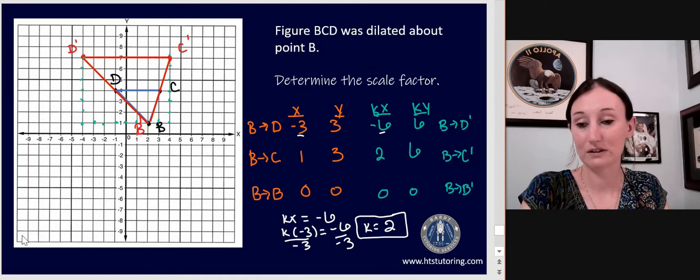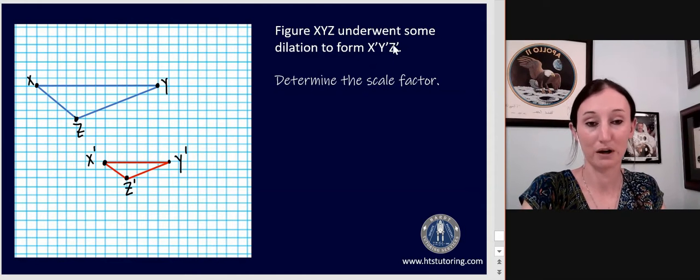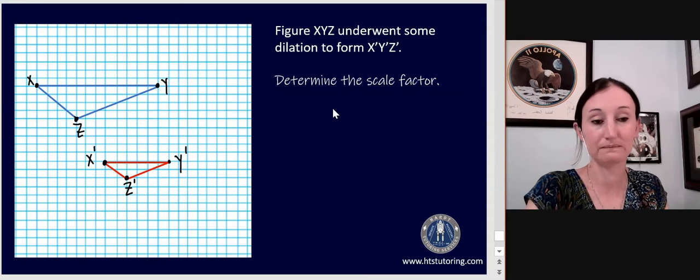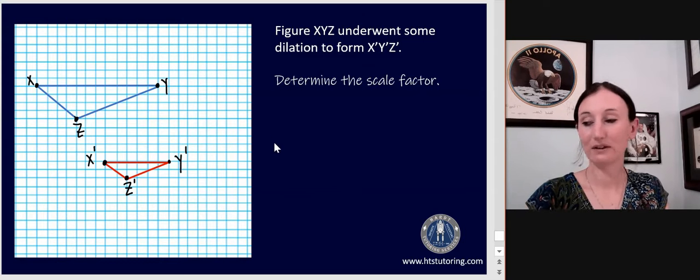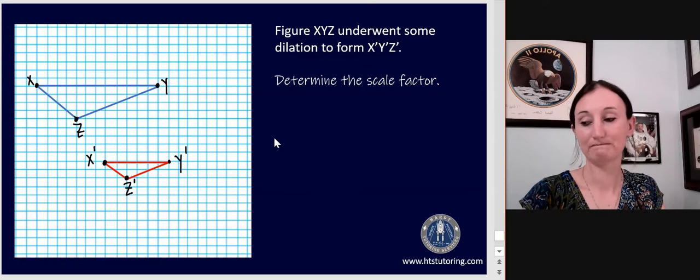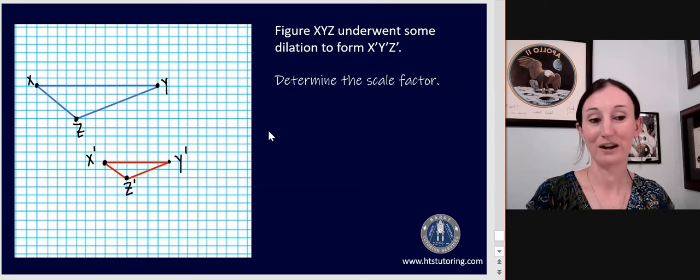Okay, so let's look at another example. Figure XYZ underwent some dilation to form X prime, Y prime, Z prime. Determine the scale factor. This one, they don't give us a point of reference. They just tell you, hey, we had this image. We made it smaller. Figure it out.